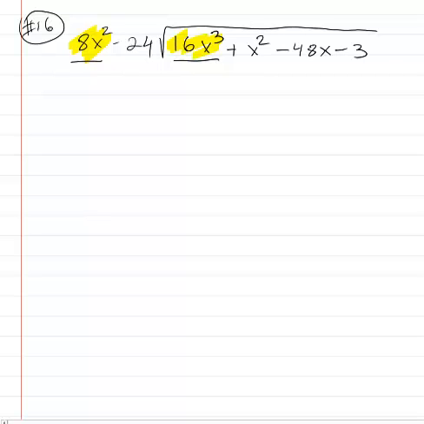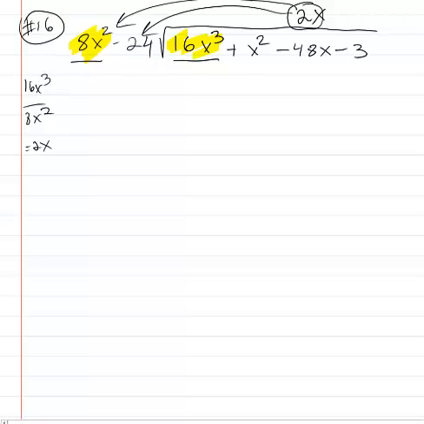8x squared divided into 16x cubed, we're going to get a linear term, right? So it's going to be what? 2x. If you don't see it, you can always do it on the side like this, and you'll see that this is 2x. You write it on top there. Then the next step, don't forget, once you divide it, you gotta multiply, but you're not just multiplying into 1, you gotta multiply this into 2.